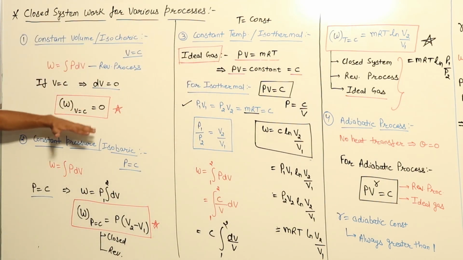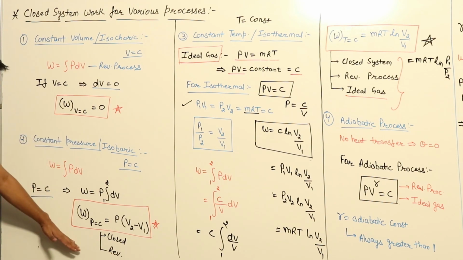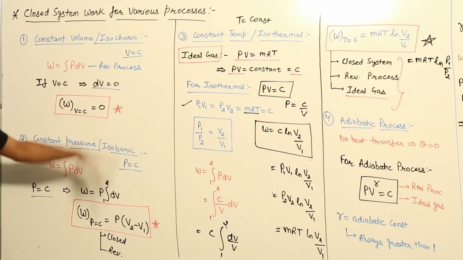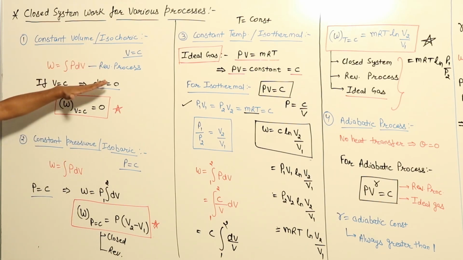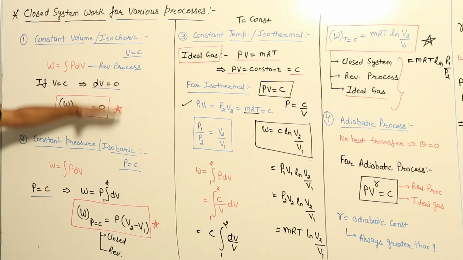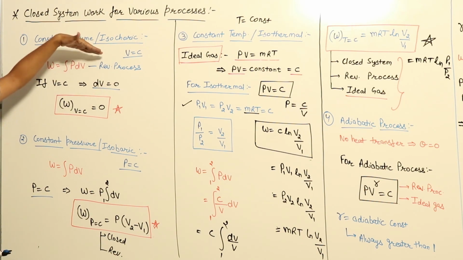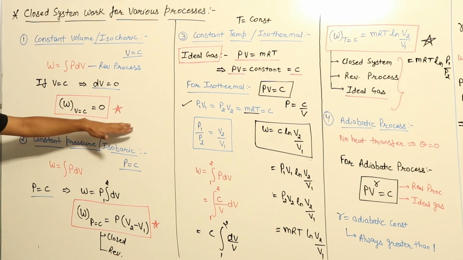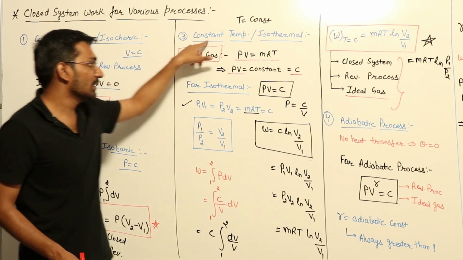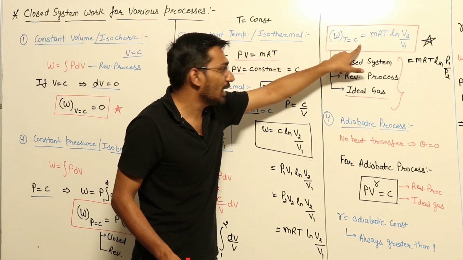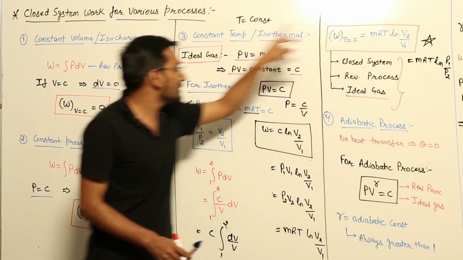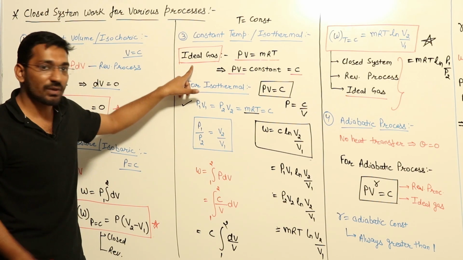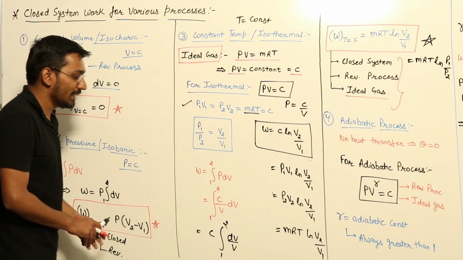For constant volume work and constant pressure work, I am not taking the ideal gas assumption. I am just deriving for any substance. In that case the system can be of any substance: air, hydrogen, nitrogen, anything. But in constant temperature, if you are using this formula for your work done, then the gas must be an ideal gas, right? The first assumption is ideal gas.